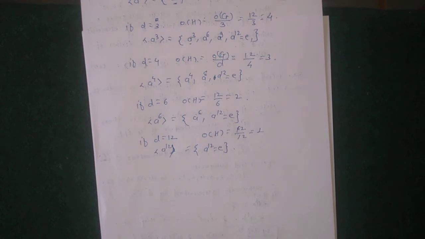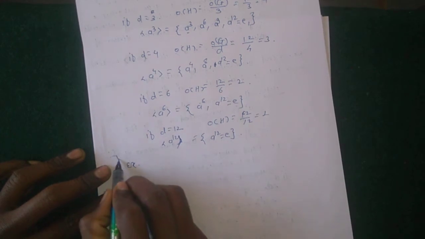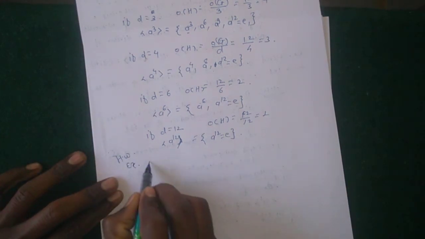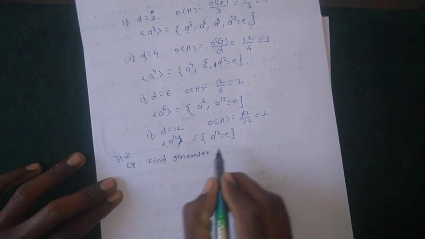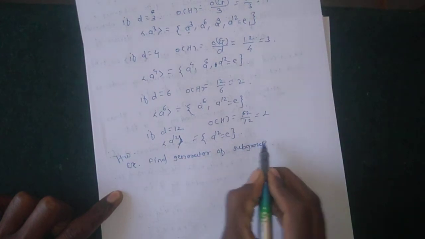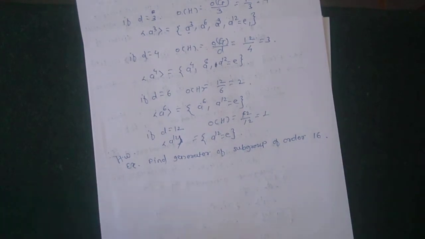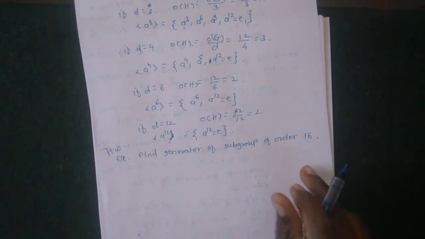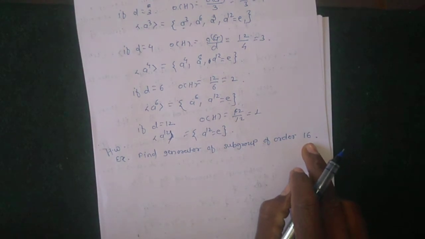So again, find the next example. This is for homework. Find the generators of the subgroup of order 16. Here similarly, firstly the generators of 16 are those elements which are relatively prime to 16.